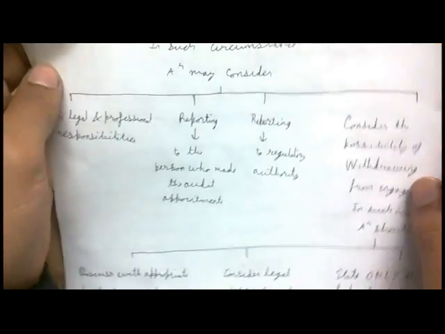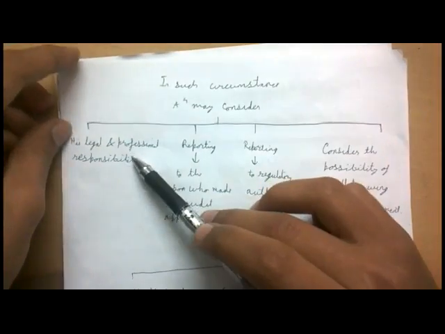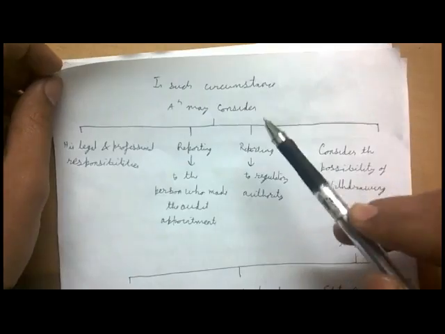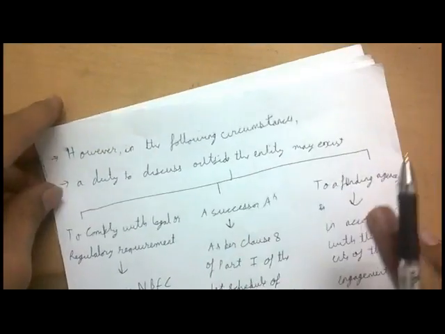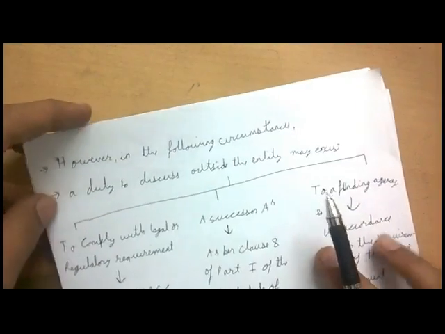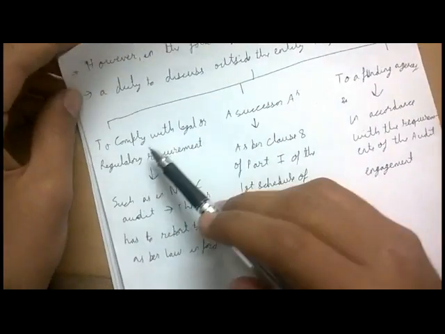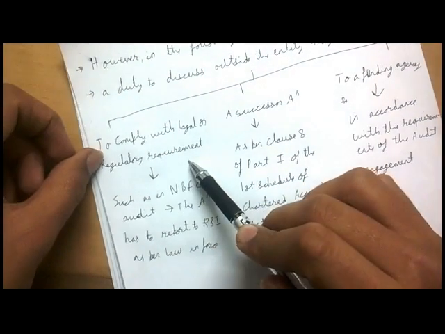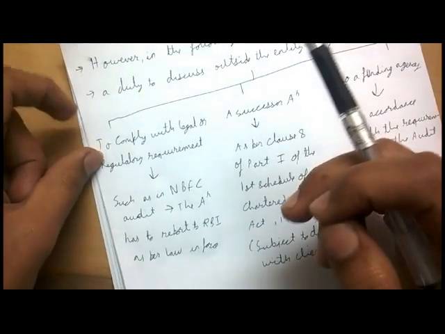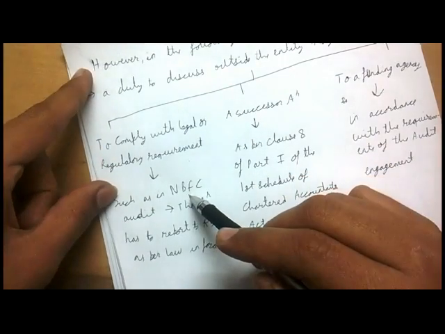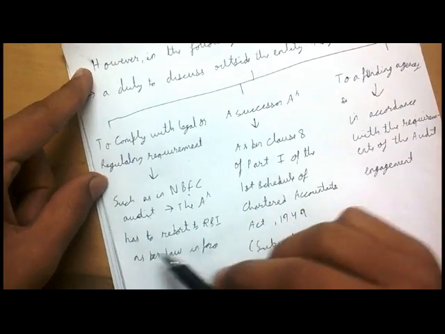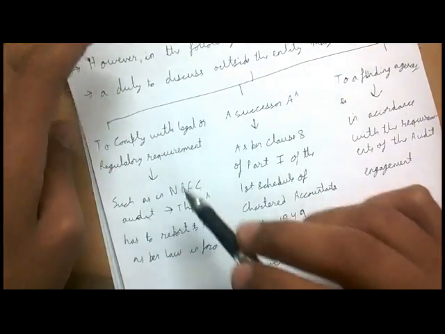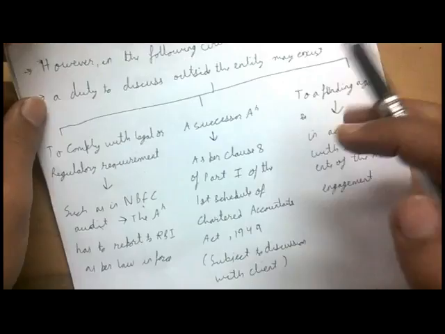Now, under what circumstances? However, in the following circumstances, the duty to disclose outside the entity may exist, that is, to the reporting or regulatory authority, to comply with legal or regulatory requirements. As I told you, take the example of the Reserve Bank of India. In case of non-banking financial companies or corporations, the auditor has to report to RBI as per the law enforced. So in this case, he has to disclose to those regulatory authorities.